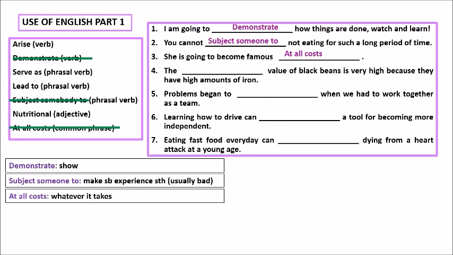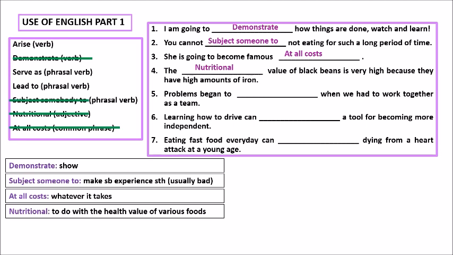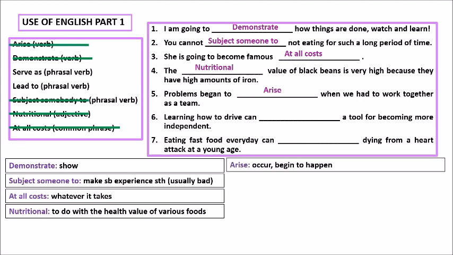Number 4, the nutritional value of black beans is very high because they have high amounts of iron. So this is an adjective, and it is commonly used for things to talk about the health value of various foods. Okay, great. Number 5, problems began to arise when we had to work together as a team. This is a verb, and it means to occur or begin to happen. Problems began occurring, or problems began to happen.